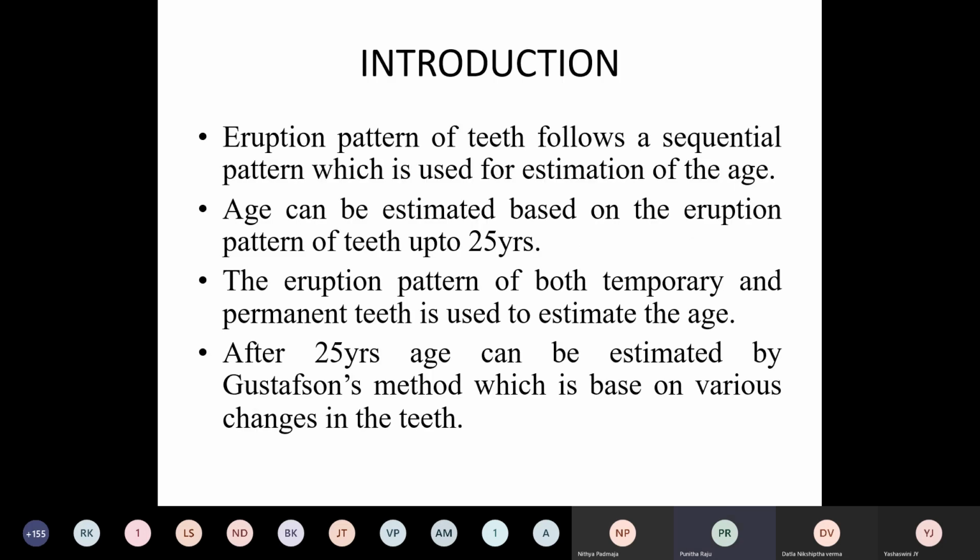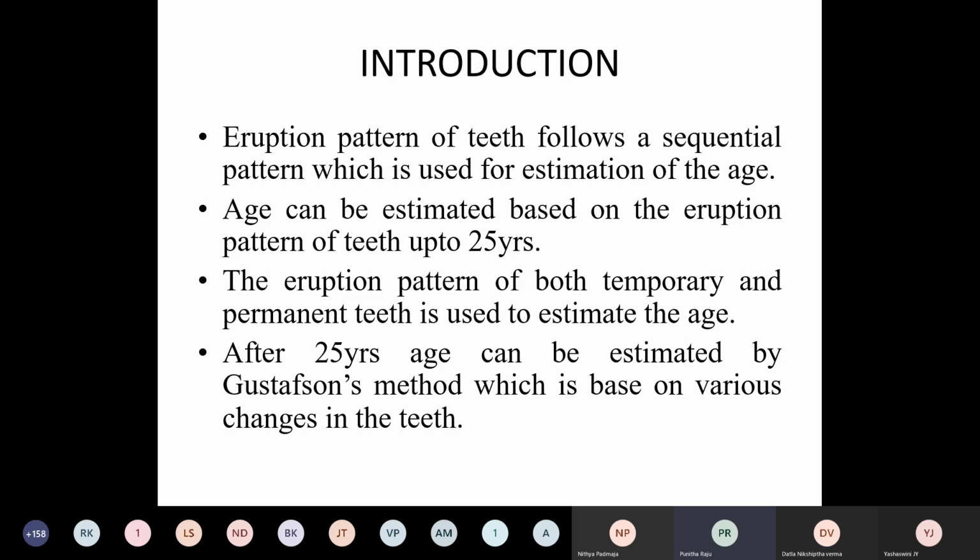Coming to the introduction, the eruption pattern of the teeth follows a sequential pattern which is used for estimation of the age. Age can be estimated based on the eruption pattern of the teeth up to 25 years. The third molar, that is the last molar, normally erupts at the age of 17 to 21, and in a few textbooks it is up to 25 years. So up to the age of 25 years, you can just see the teeth and give the age of the person. The eruption pattern of both temporary and permanent teeth is used to estimate the age.